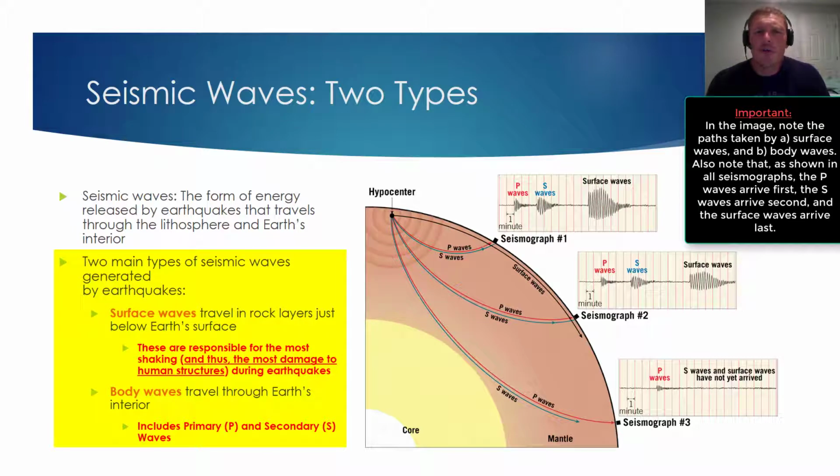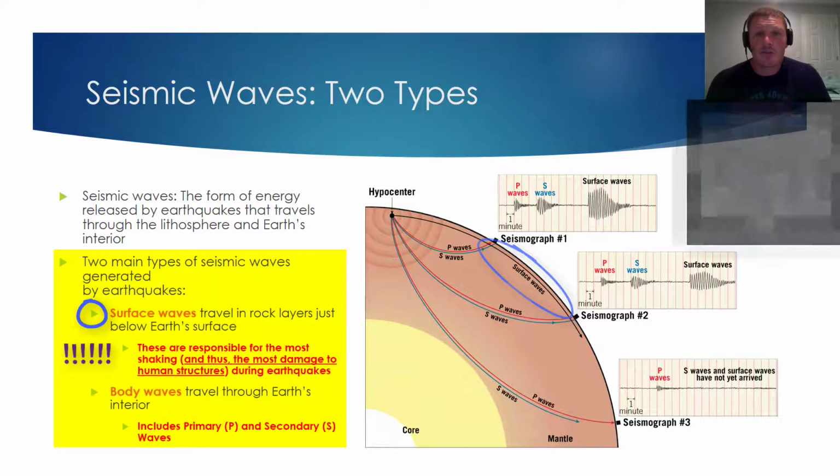The first type of seismic waves that we'll consider are surface waves. Surface waves travel in the rock layers just below Earth's surface. It's important to note that surface waves are responsible for most shaking and most damage to human structures during earthquakes.